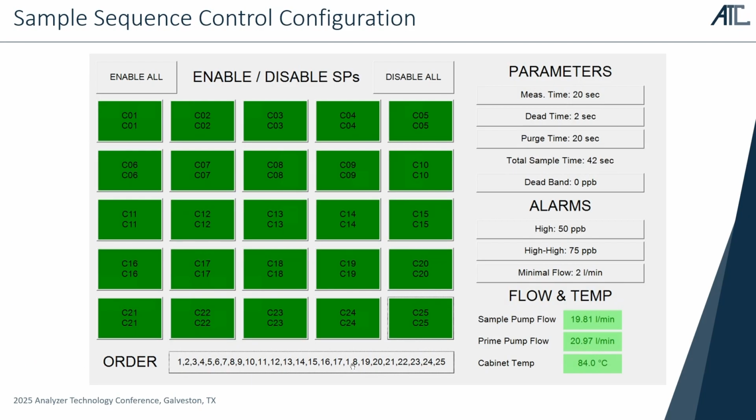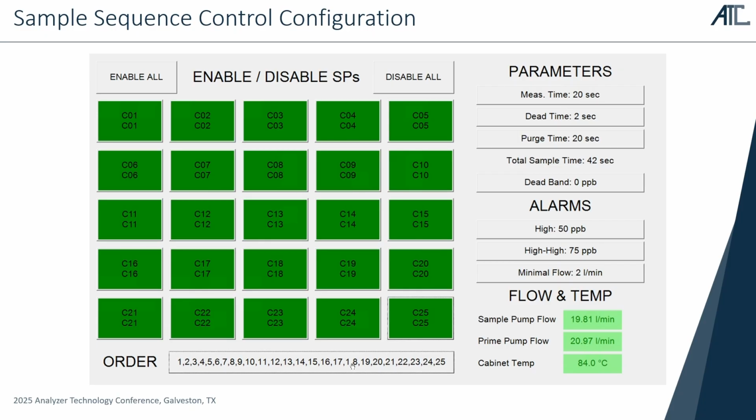So let's get into the sample sequence control configuration. For this particular application, specifically for the workplace monitoring, a single gas analyzer was used with multiple samples, up to 25 samples in total. They can be enabled and disabled, as you can see in this window. Each green box represents a sampling point, and the order of sampling can be rearranged to however you want to measure them. And also the various parameters such as measuring and pre-measured time.